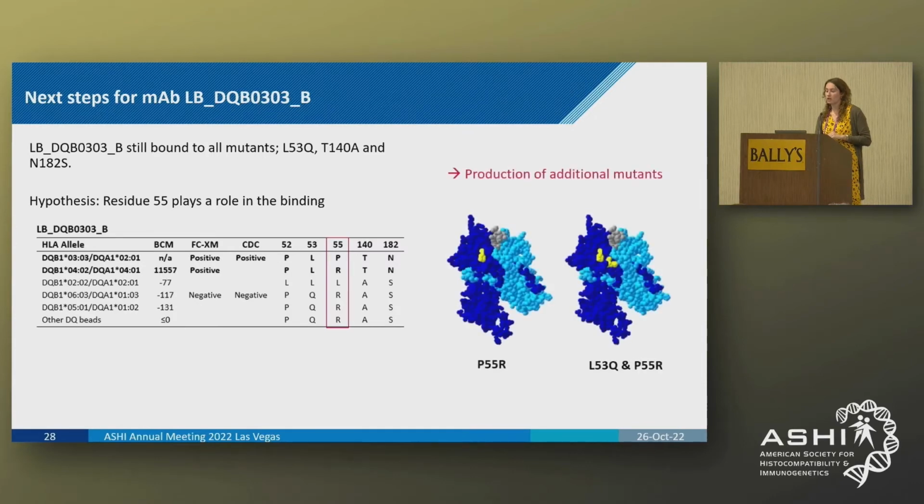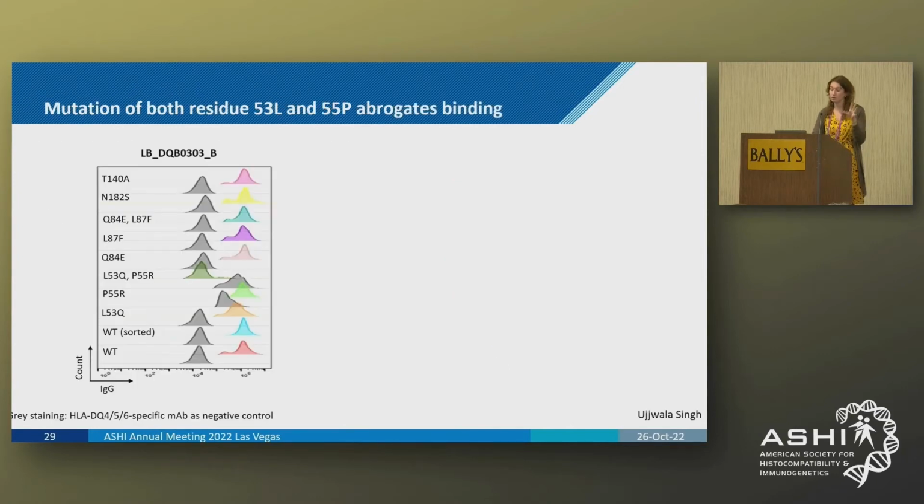So the next step was to produce additional mutants where position 55 was mutated, but also a double mutation. So here in the second mutant, position 53 and position 55 were both mutated. This is the data of all these mutants combined. I want to focus on these highlighted mutants. First, we already saw that for positions 140 and 182, with a single amino acid mutation, there is still binding. In gray here, we see again the negative control, and in the colors, all the different mutants.